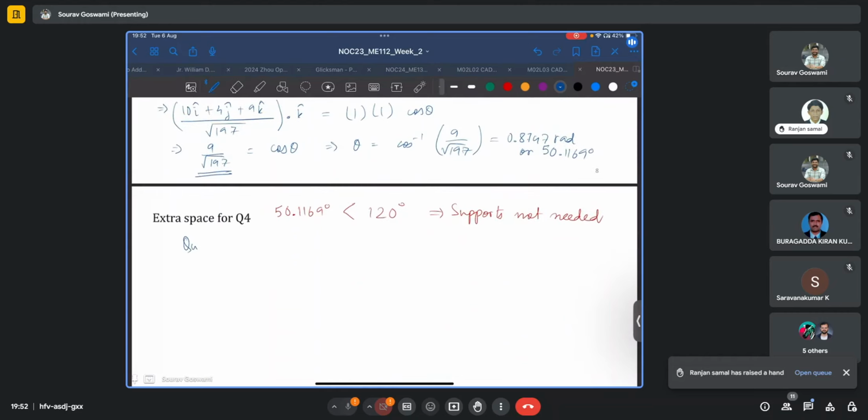So even qualitatively, we can comment that the supports are not needed.